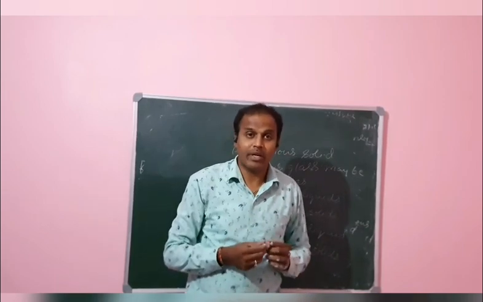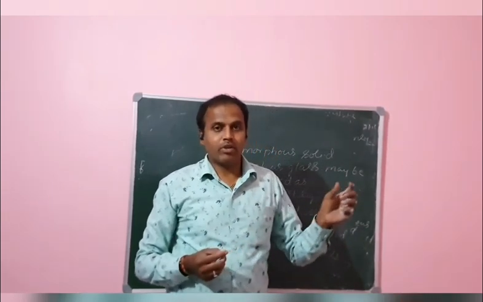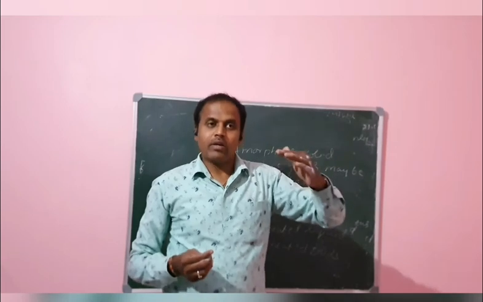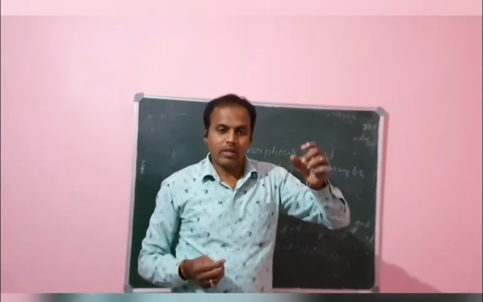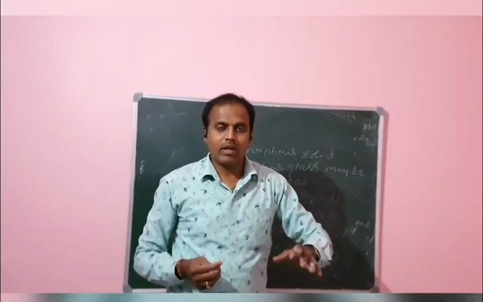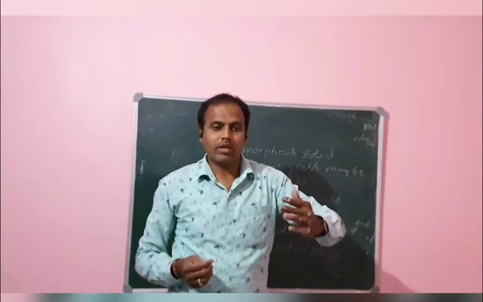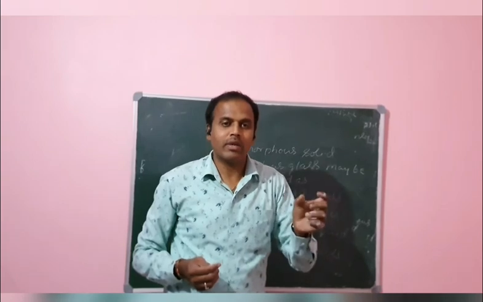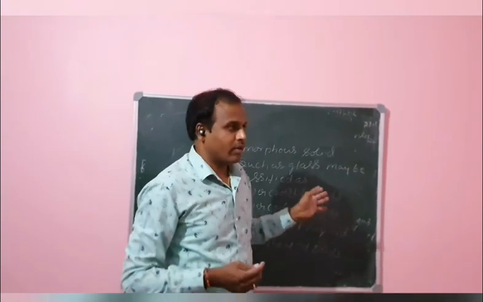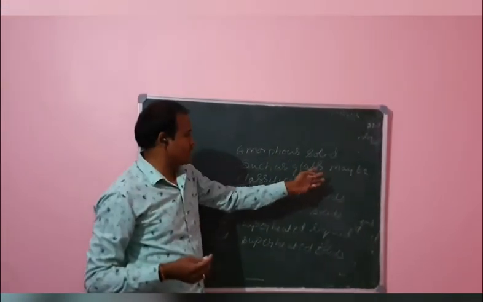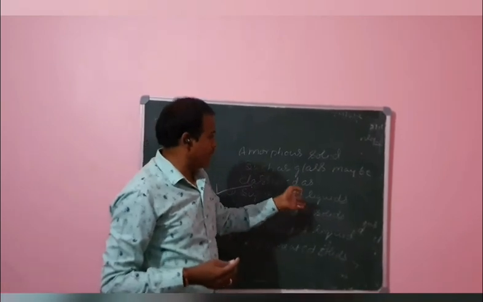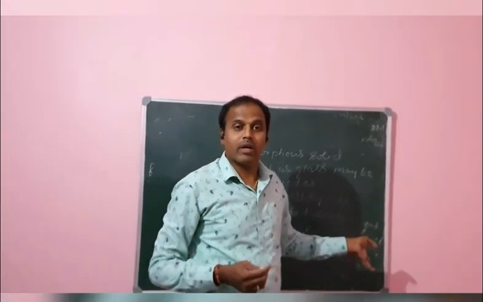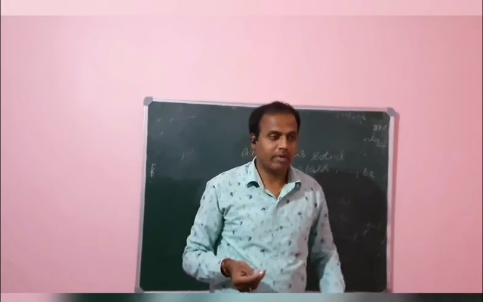Another example is window panes. In the ancient period, the upper level of window panes is thinner and the bottom layer is thicker. Why? The liquid slowly moves and settles down to the bottom layer, therefore the bottom layer has more thickness. That is why amorphous solid such as glass, when melted, is a supercooled liquid. Why? Because the liquid moves slowly.